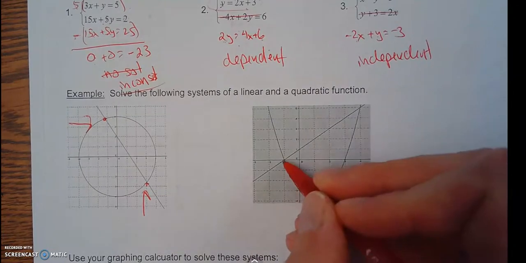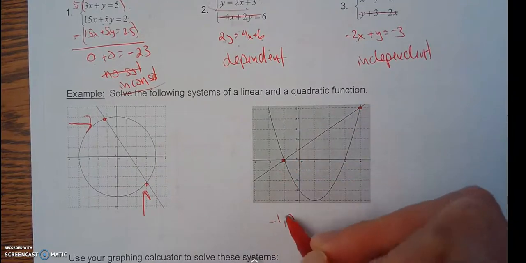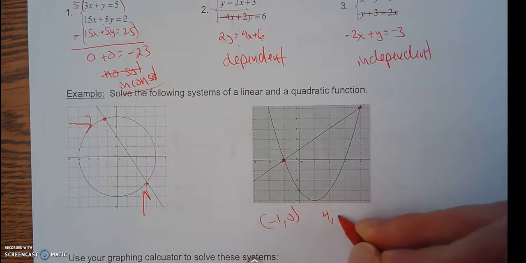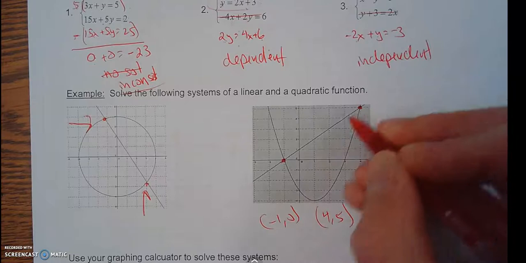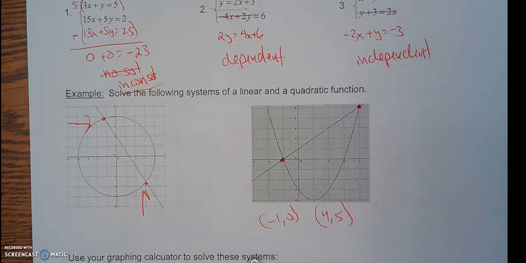Now here I can see where it's at. It's where these 2 lines cross. Okay, so it'd be negative 1, 0, and this would be at 4, 5. Okay, so it's there and there. I got this parabola and I got a linear equation. They meet at 2 spots, so they have 2 solutions.